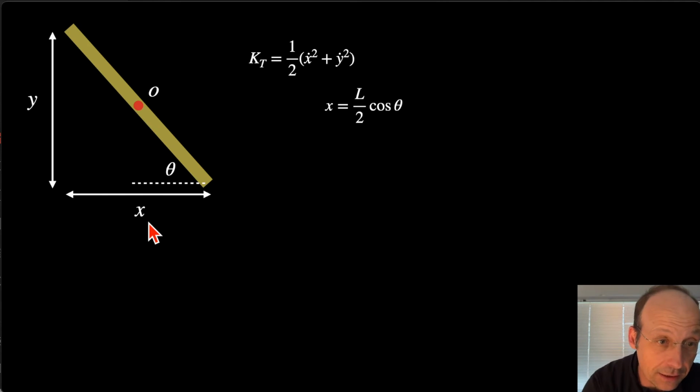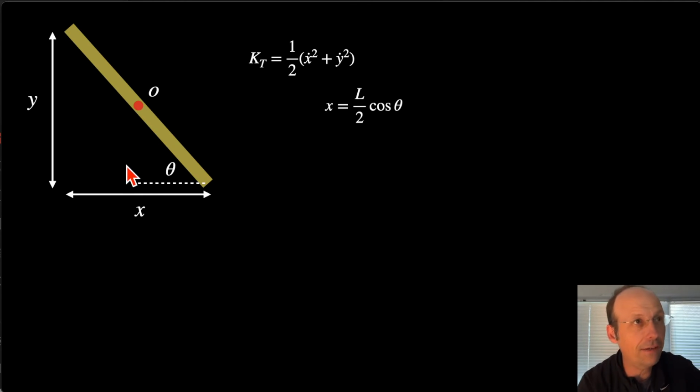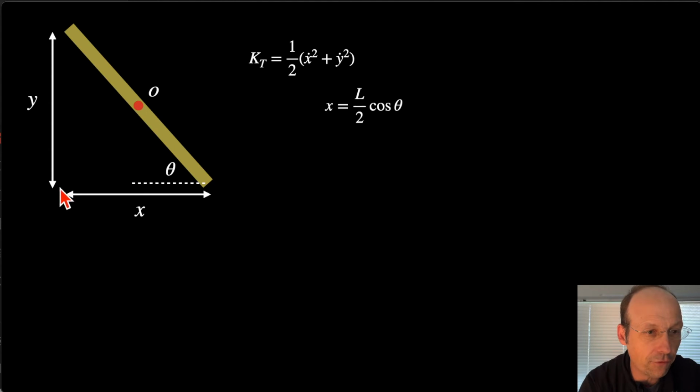So x, oh, that's wrong. I had it fixed in another picture. Weird. Okay, so x is from here to the center of mass. So x is L over 2 cosine theta. The picture's wrong. And now I can take the derivative of x with respect to time.